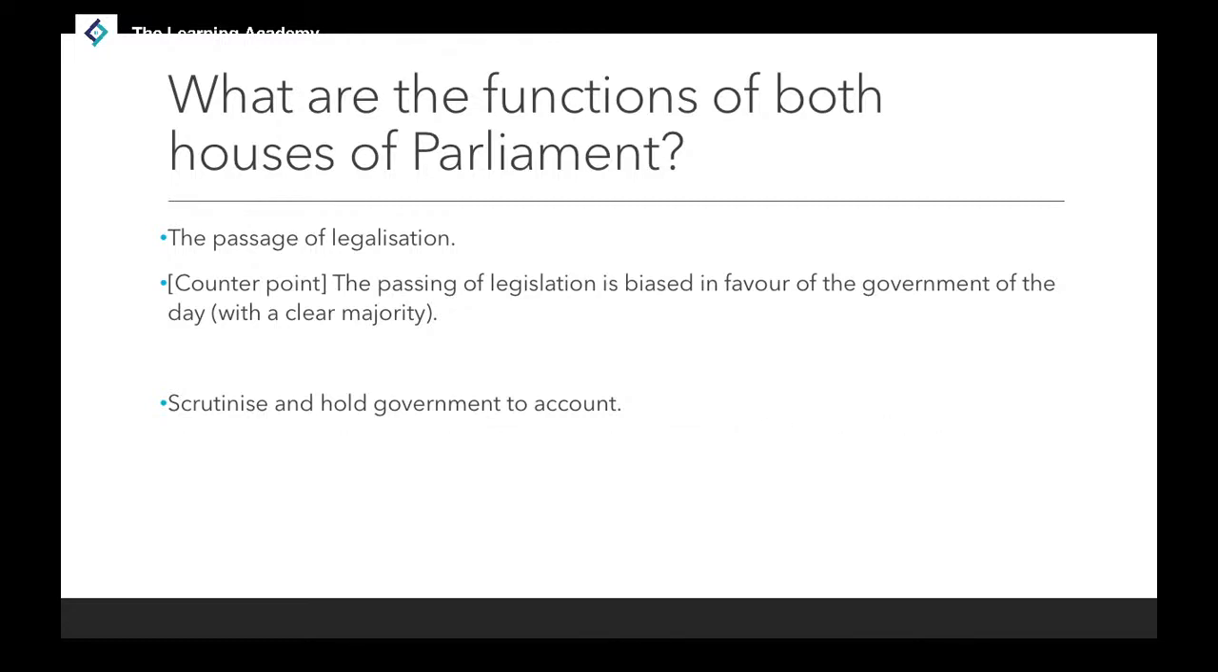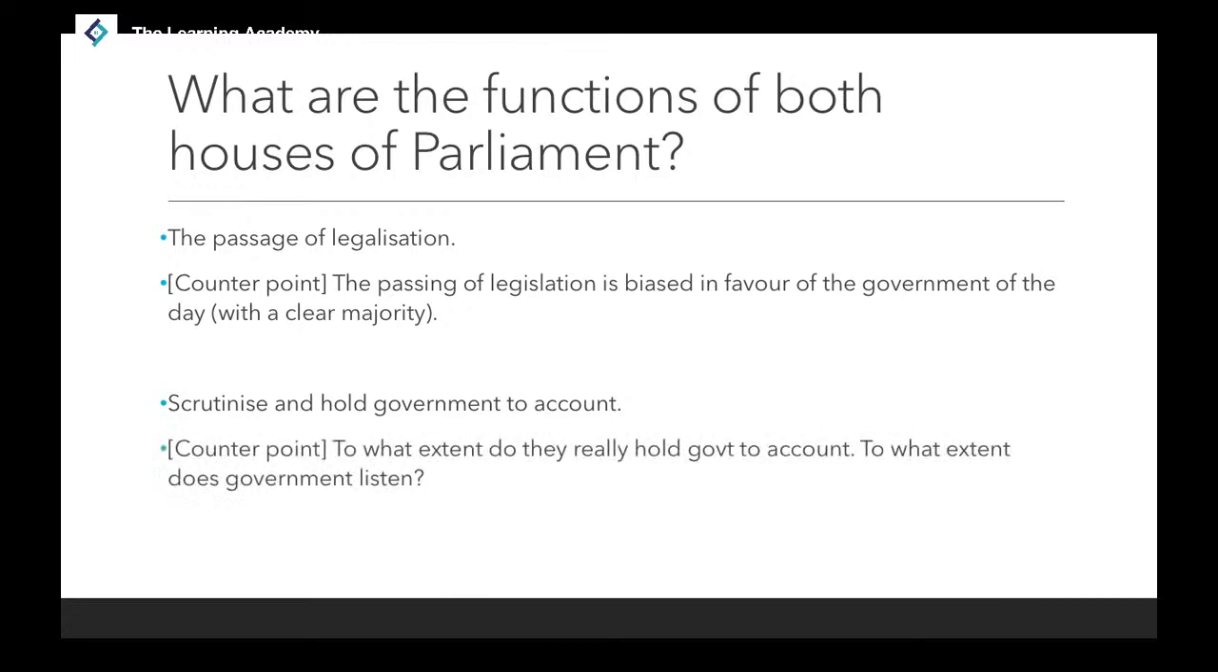Again, this is done through question times, parliamentary questions, and also through the committee systems. Then you can counter that point by saying, well, to what extent does that actually happen? To what extent does the government really get held to account by Parliament? And if so, to what extent does the government actually listen? I linked an article about the government being accused of ignoring a select committee's recommendations when it came to the expansion of Heathrow. So these are all points we can talk about.